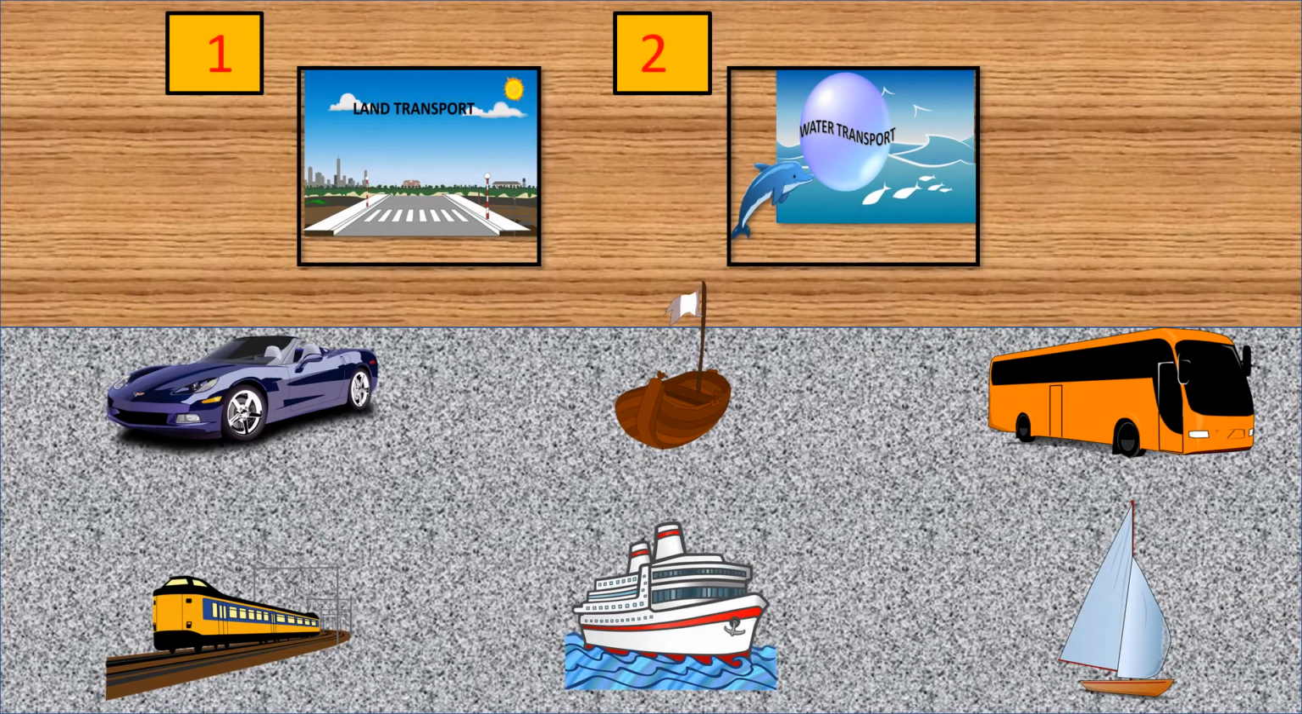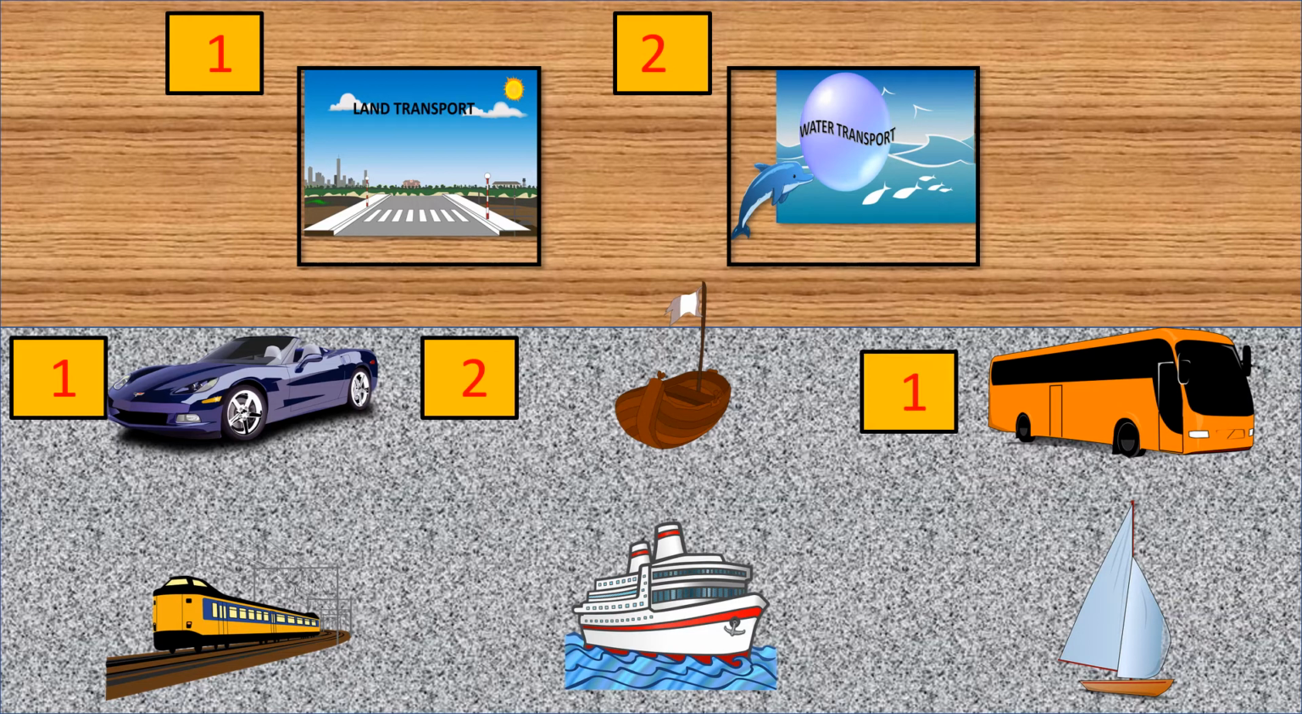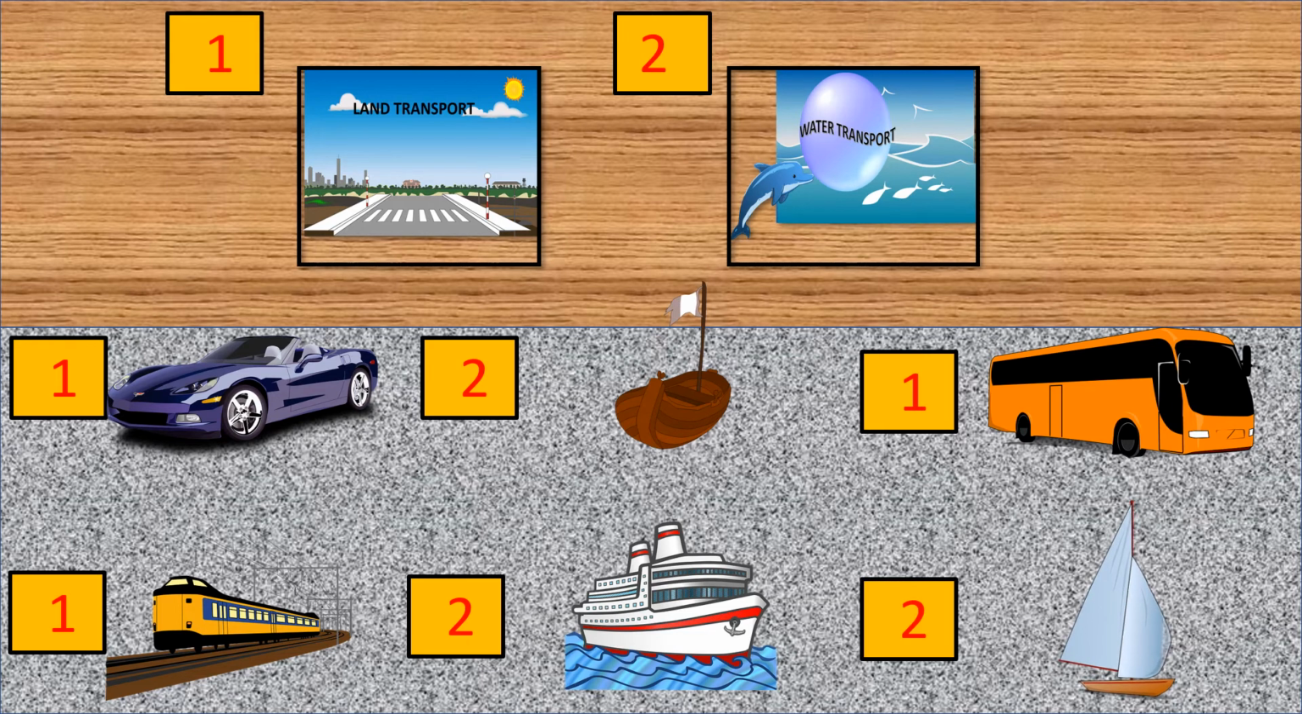Sure, you all must have numbered the vehicles correctly. So let's check the answers. Car is a land transport. Rowboat is a water transport. Bus is a land transport. Train is a land transport. Cruise ship is a water transport. And sail ship is also a water transport. That's great! You all did a fantastic job.